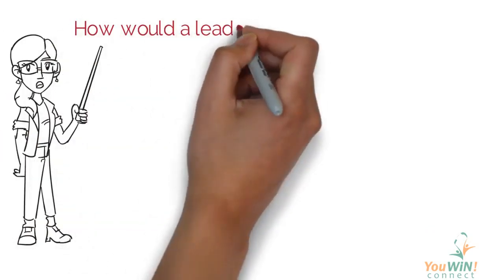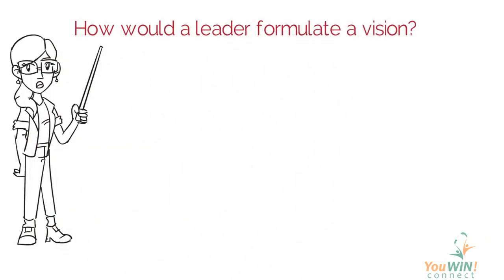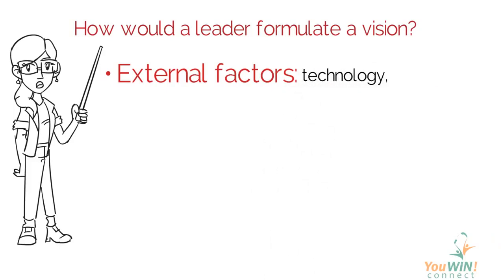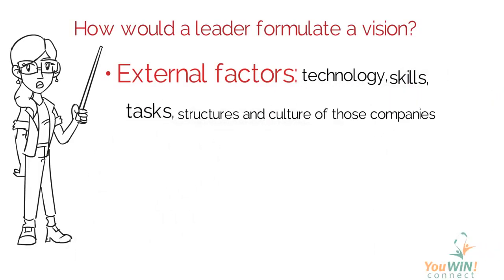So how would a leader formulate a vision for change? A leader needs to take into account the following factors. 1. External factors. External factors could be change in the business environment, which will force change either in a reactive way or create opportunities for taking the initiative and actively leading the change. For example, the continuing change in the progress of technology and the changes in skills, tasks, structures, and culture of these companies.